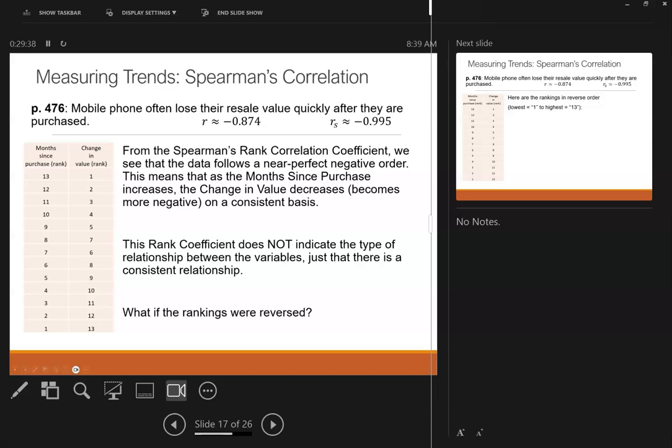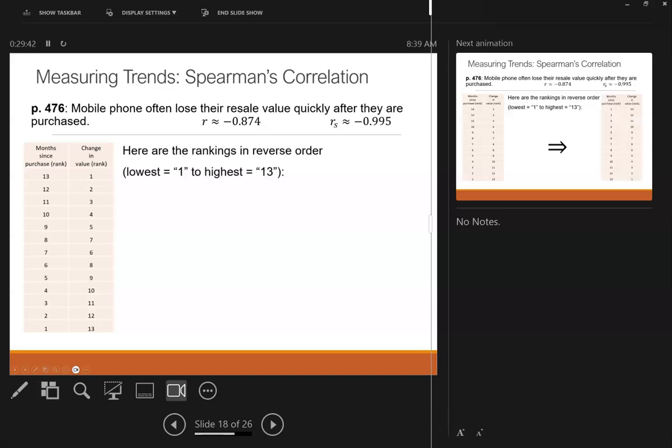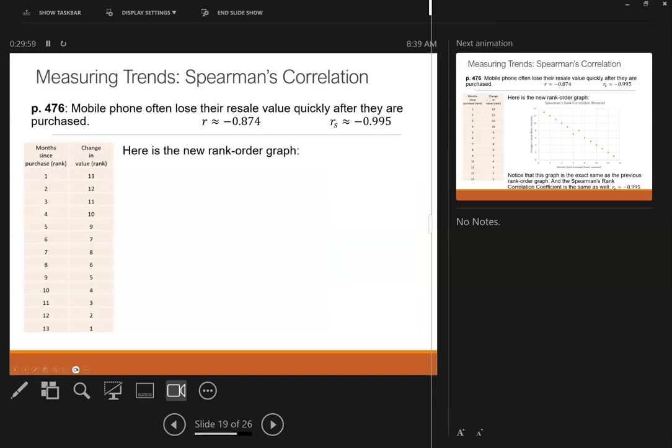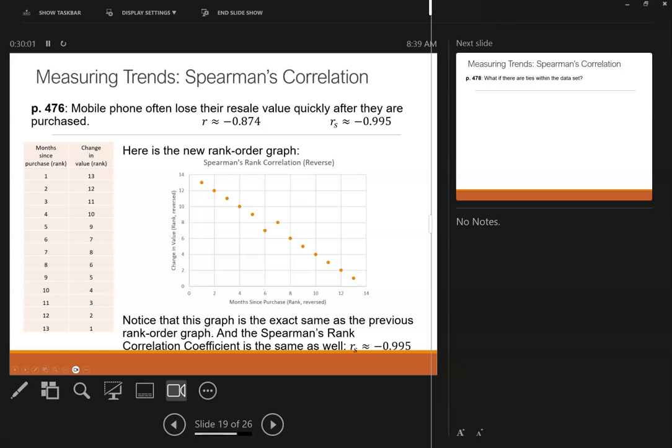If we reverse the rankings, what happens if I had ordered this in the wrong way? So I put the lowest value at 1 and the highest value at 13 instead. So our data set would have looked like this instead, right? So my new rank order graph looks like this. What do you notice? It's the exact same.